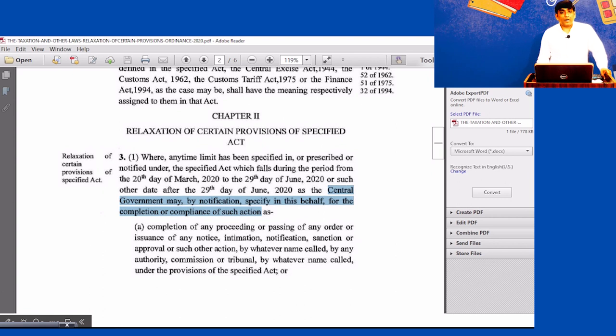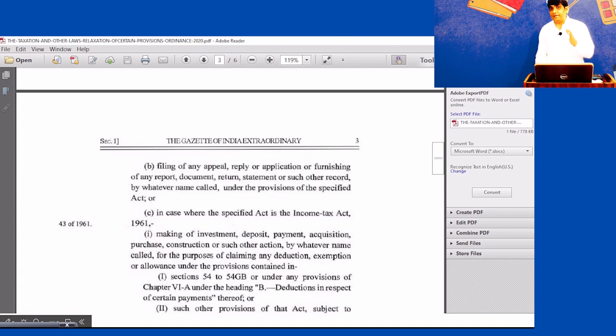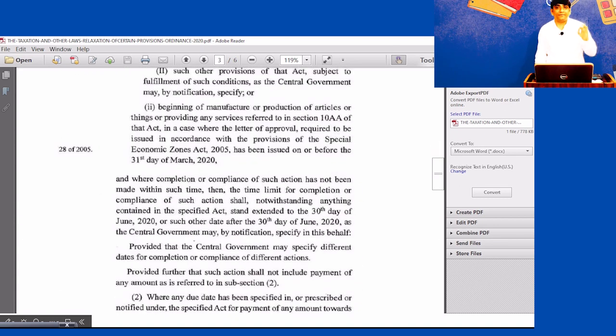It means the power has been given to the government to further extend the due date after the 29th of June period also, for the compliances falling due after 29th of June also. The power has been given through this ordinance to the government to extend the time limit of the specified act.